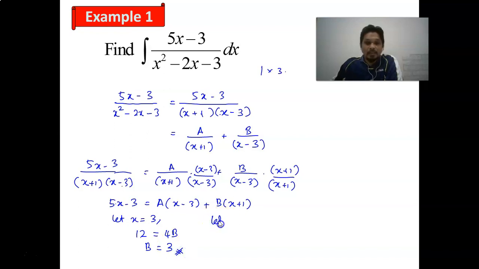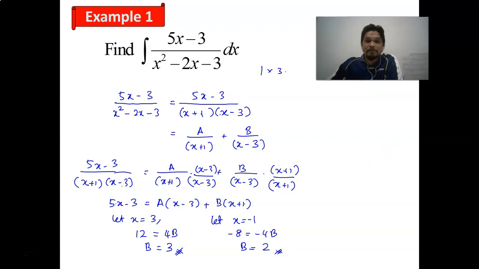And then let x equal to negative 1. So negative 1 plus 1, 0. Negative 1 minus 3. Okay, negative 1 times 5 equal to negative 5. Negative 5 minus 3, negative 8, equal to negative 1 minus 3, negative 4, times A. Then A equal to negative 8 divided by negative 4, which is 2.